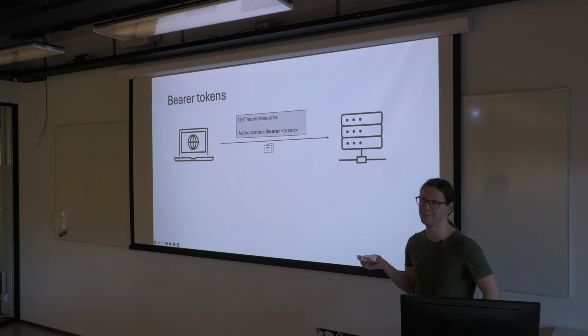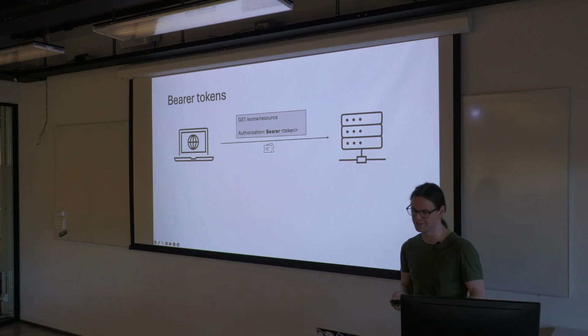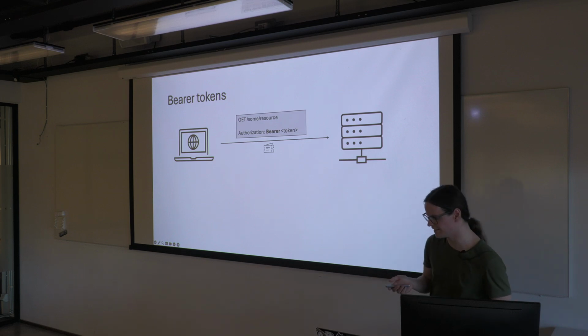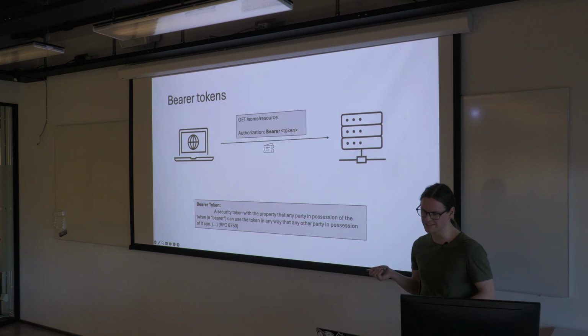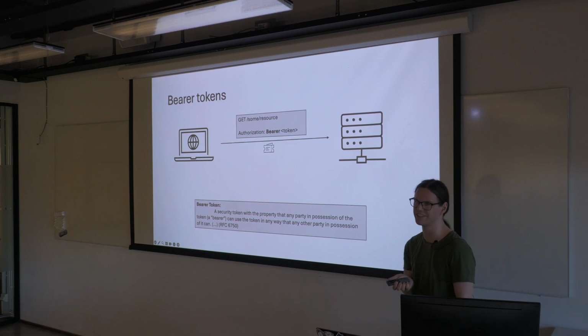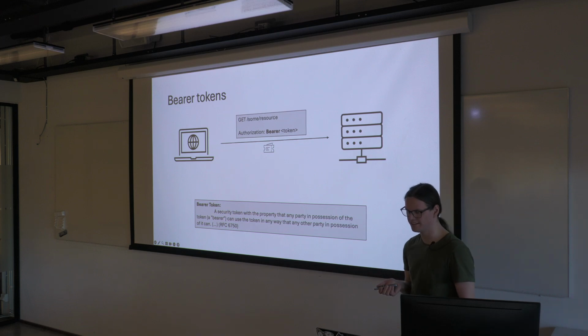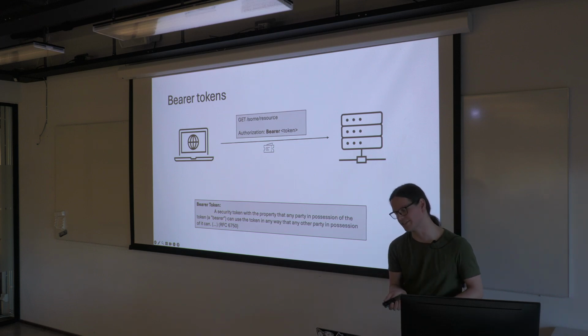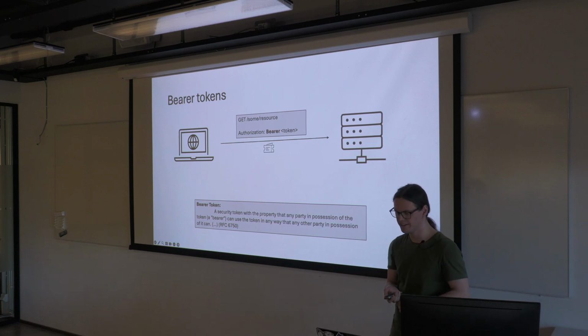A lot of people don't really know what that means. They just know that I can use this token to do a request to this API. So to quote the specification, a bearer token is a security token with a property that any party in possession of the token, also known as a bearer, can use the token in any way that any other party in possession of it can. So in other terms, as long as you have that token, you can do calls with it, no matter who the token was issued to. Scary stuff. It's very scary, right?